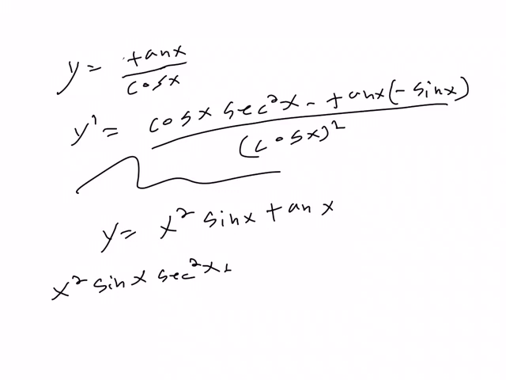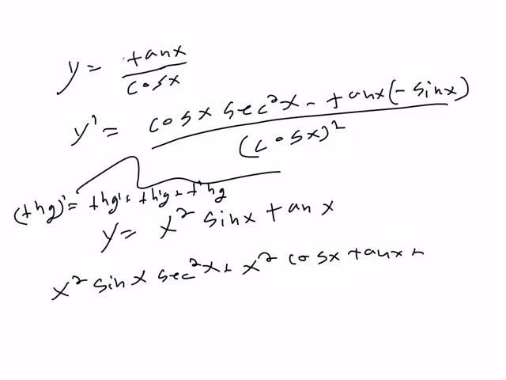Plus, if you remember, we proved that the derivative of fgh is equal to fgh prime plus fg prime h plus f prime gh. So we're just going to use that, so plus, then we're going to have x squared cosine x tangent x plus 2x sine x tangent x. But just following the product rule, you get that too, right? You're going to have this times the derivative of that.